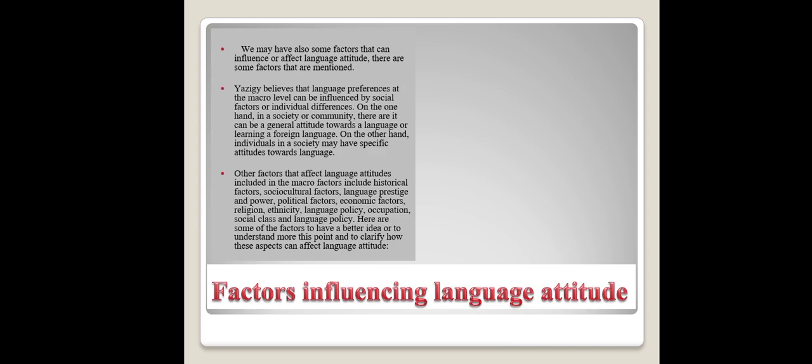On the one hand, in a society or community, there can be a general attitude towards the language or learning a foreign language. On the other hand, individuals in a society might have a specific attitude towards language. Other macro factors that can affect language attitude include historical factors, sociocultural factors, language prestige and power, political factors, economic factors, religion, ethnicity, language policy, occupation, and social class.